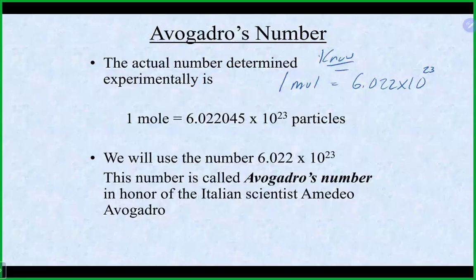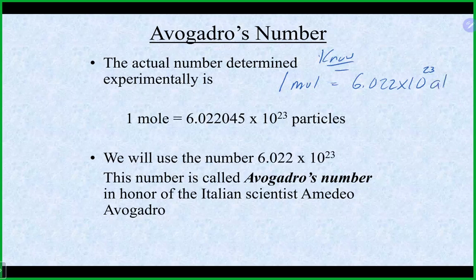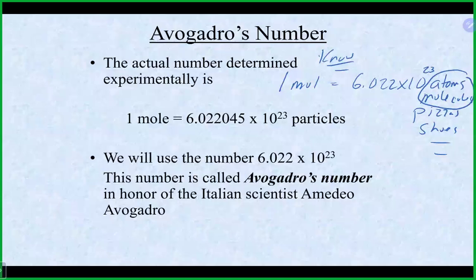Now, the deal with Avogadro's number that sometimes confuses people as well is that the units could be anything. So these could be atoms. These could be molecules. These could be pizzas, right? These could be shoes, whatever it might be. Although you may come across the occasional pizza shoe question, I would say most of the time, the units you're going to use for Avogadro's number are going to be atoms and molecules.